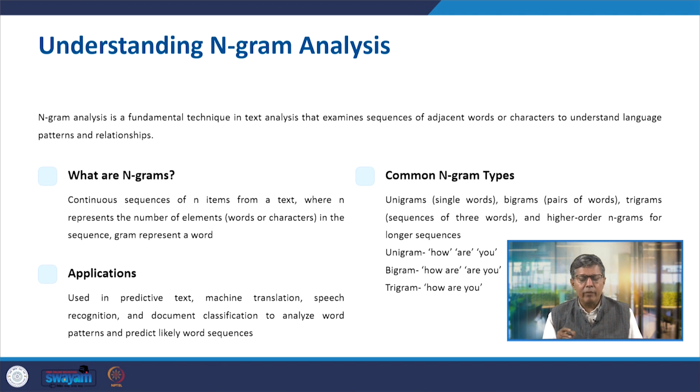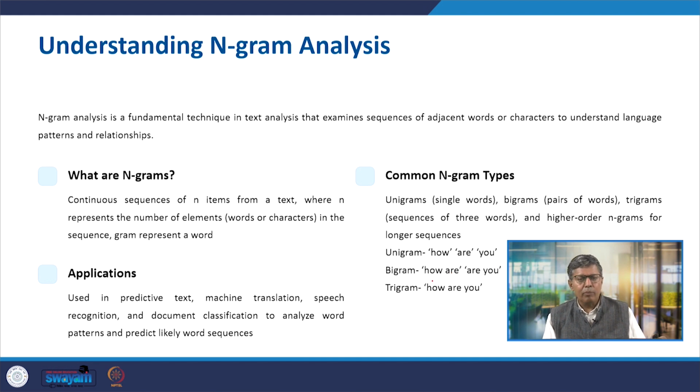But then we also have other mechanisms like bigrams, or taking a pair of words. For example, you see here I have mentioned unigram for "how are you". Now how is one, are is another, you is another. So I have divided each word into a different unit. For bigram, taking the same sentence, how are you, we have "how are" and "are you".